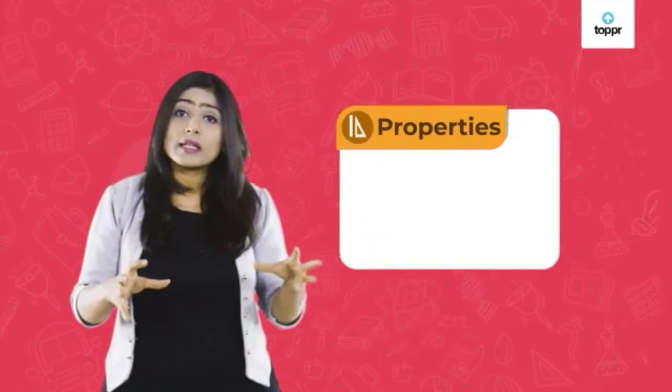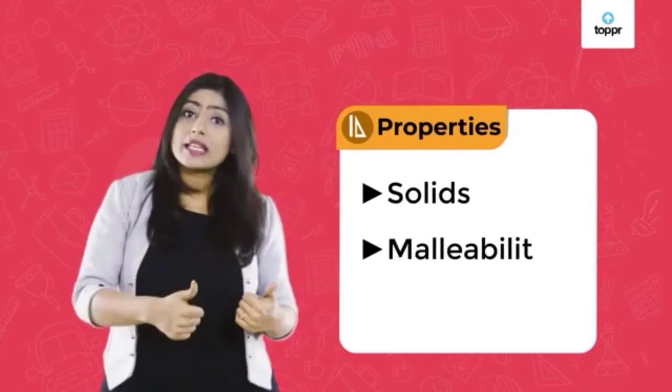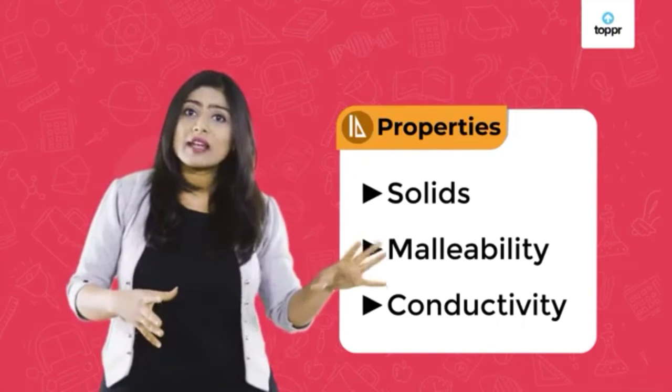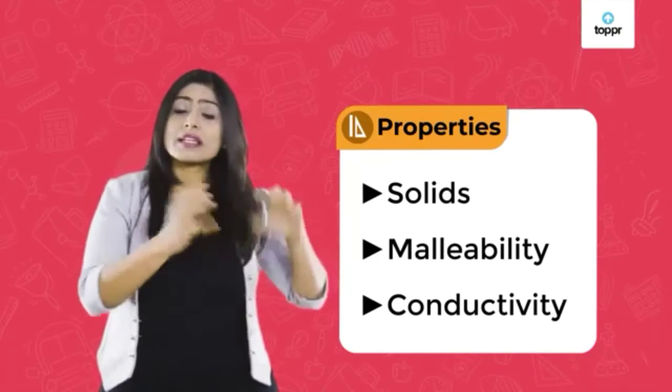What do you think is the easiest way to classify things? Putting things having similar properties in one group, right? Even scientists did the same thing. They started classifying elements depending on some properties like being solids, malleability, conductivity, and a few more. So they classified elements that showed all these properties as metals and the other elements as non-metals. But this did not help much because of some reasons.